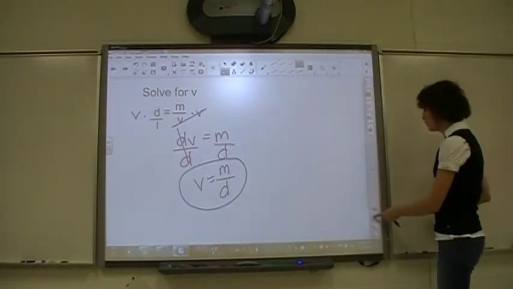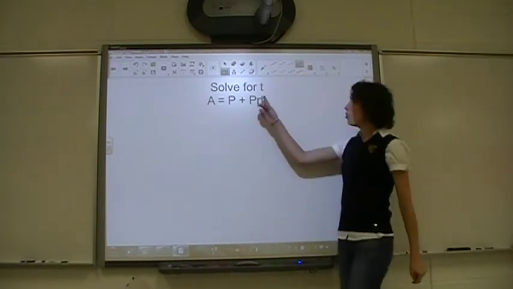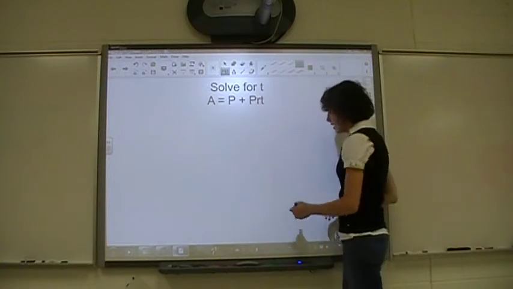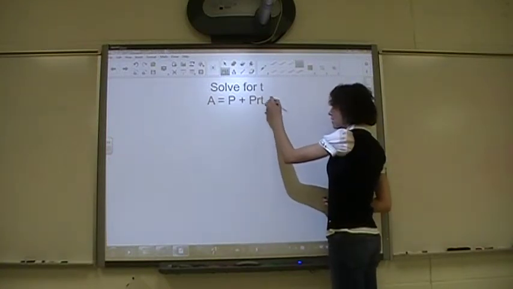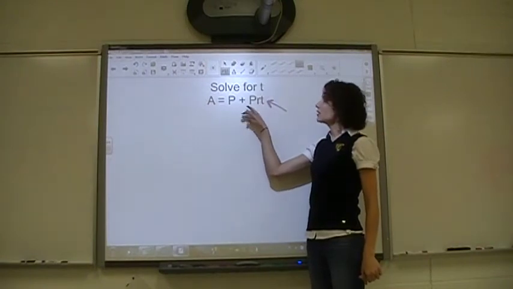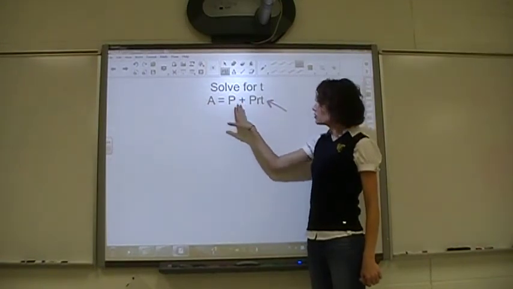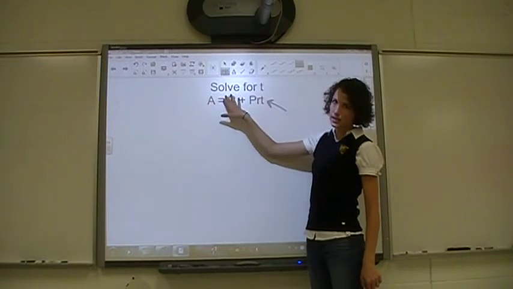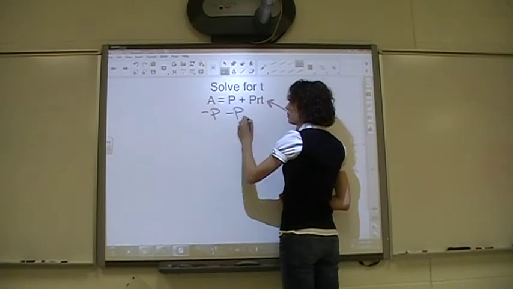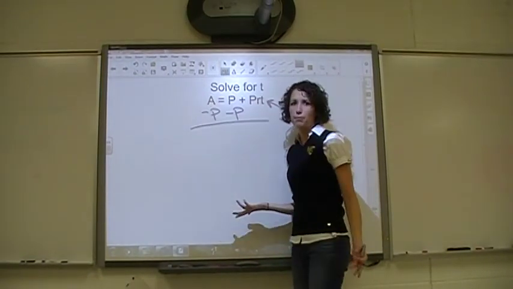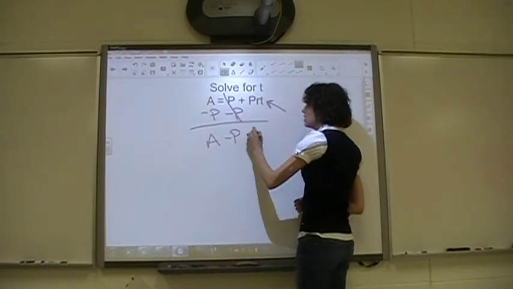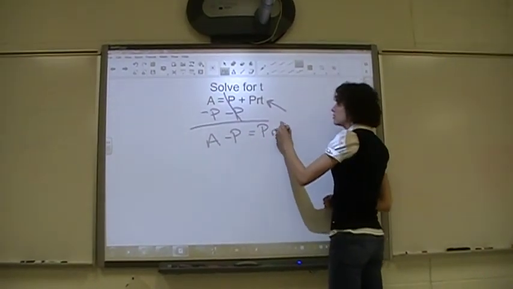All right, let's try another one. We've got solve for T, and we have A equals P plus PRT. Now, our T is right there. So we need to get this T by itself. So that means that we need to get rid of everything else that's with it. So first we want to focus on this first P right here. So you want to subtract P on both sides. Just think of it as if it were a number. So we have A minus P, these cancel, equals PRT.